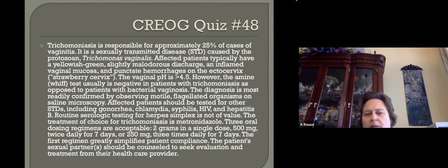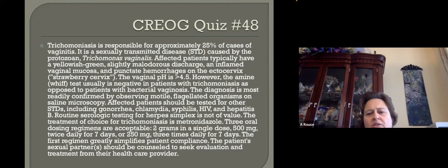Again, they'll tell you about the yellow, green, maybe slightly malodorous, inflamed vaginal mucosa. You get the strawberry cervix. pH, again, typically 4.5 or greater. Often you'll get the negative whiff test, but don't forget, not every patient follows textbooks. They may also have other issues going on, including a co-infection or also finding of either bacterial vaginosis or yeast. If you find them in the clinic and you are doing your saline microscopy, go find a friend who might not have seen it to share it because it is kind of cool to see.